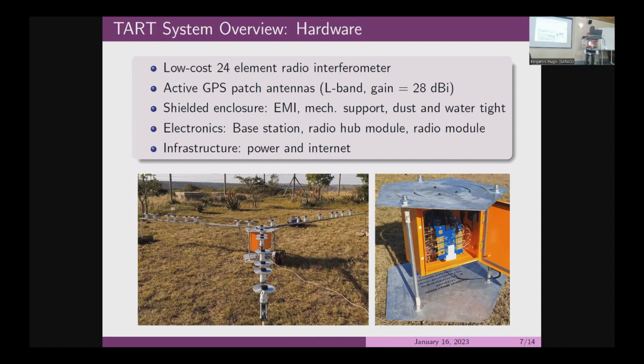This is the TART. We have the structure that is holding up the antennas. These are 3 beams. In each beam, we have 8 antennas. These are GPS antennas. And in this box, we have the electronics.